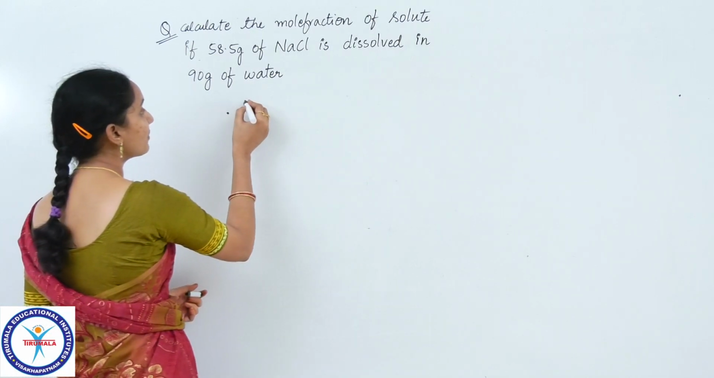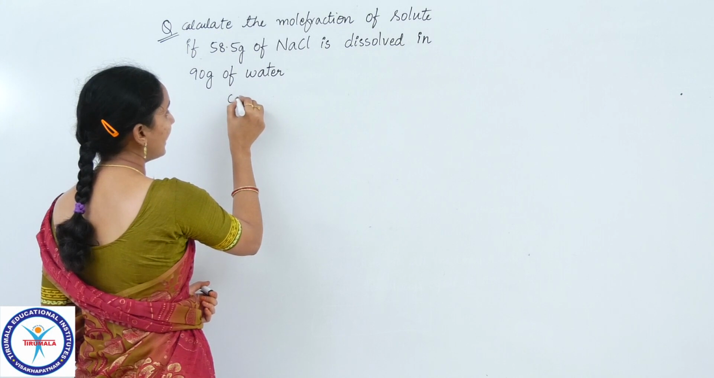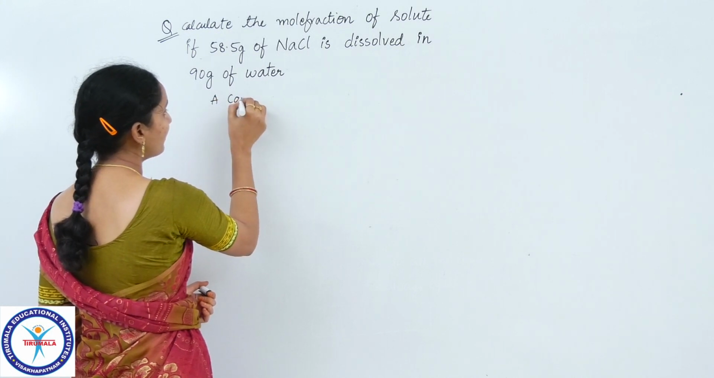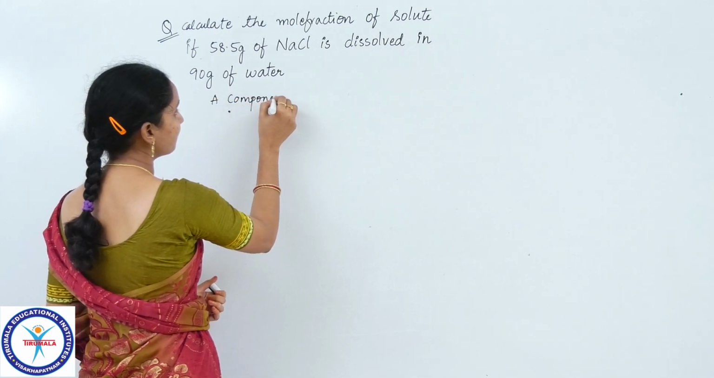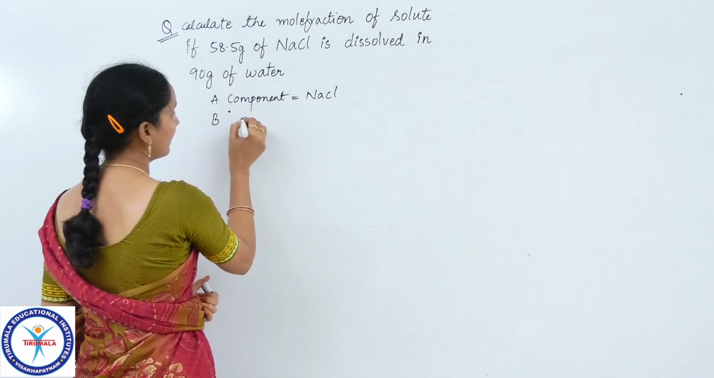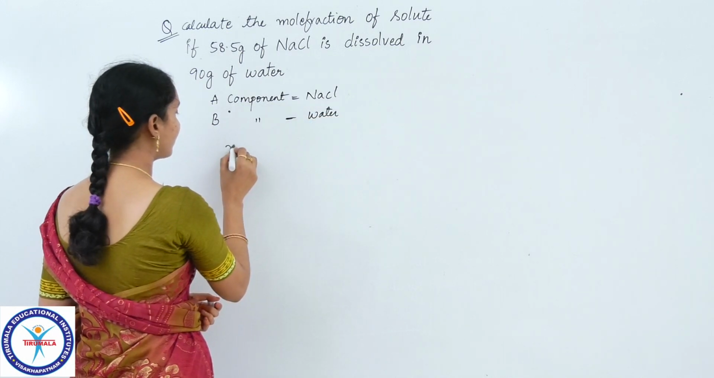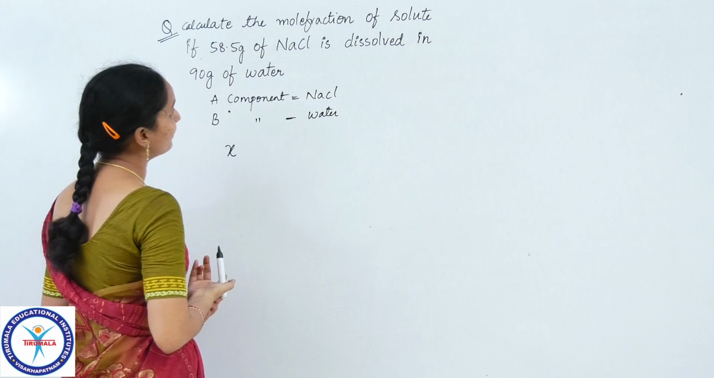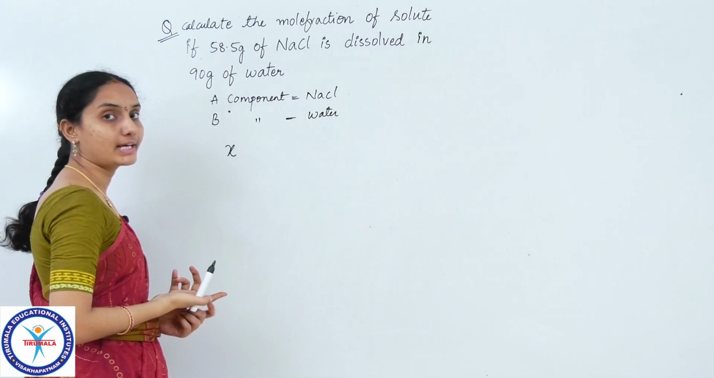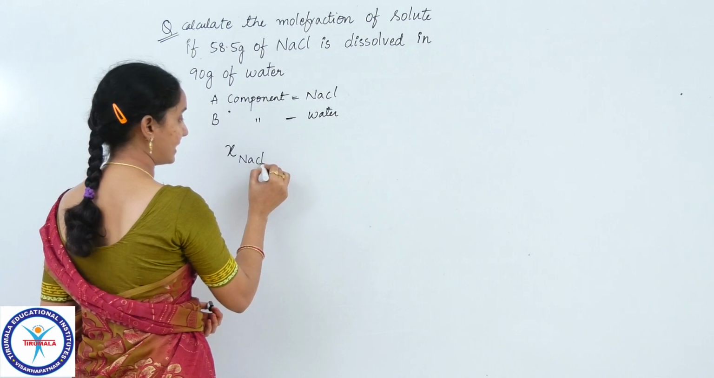So we have two components over here. The first component is NaCl, A component, and another component, that is B, which is water, children. So we have to calculate the mole fraction of a solute. What is the solute here? NaCl is the solute. So we have to calculate the mole fraction of NaCl.